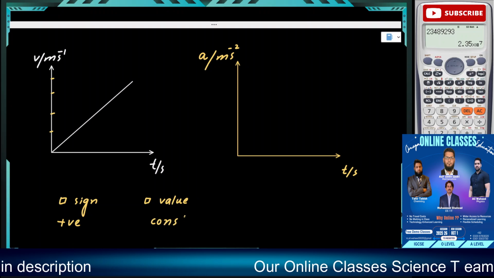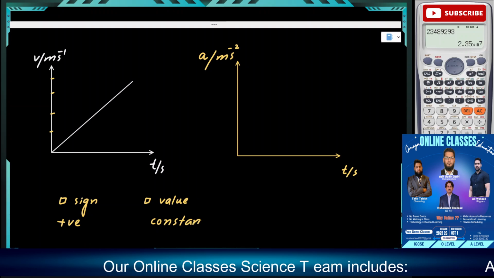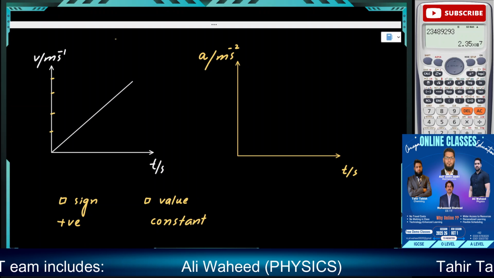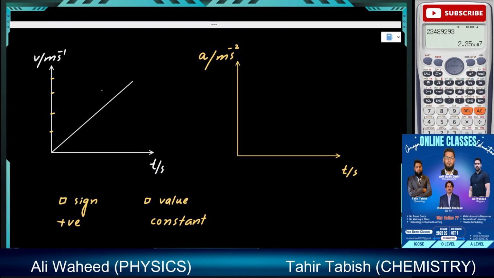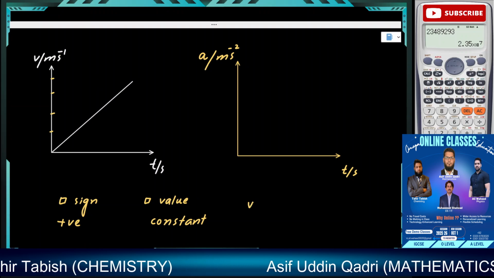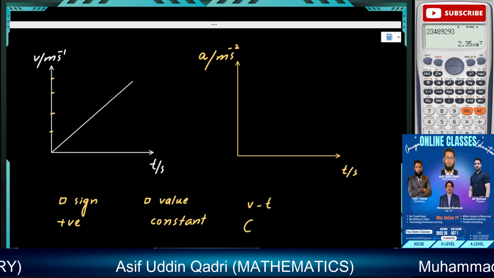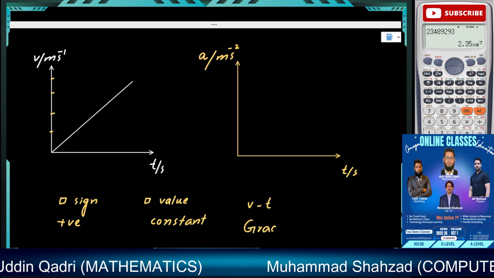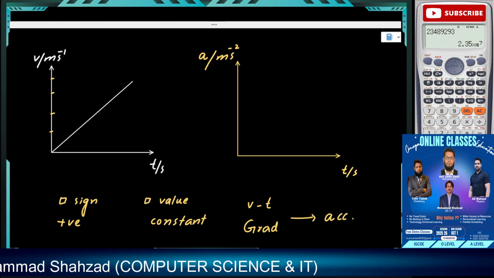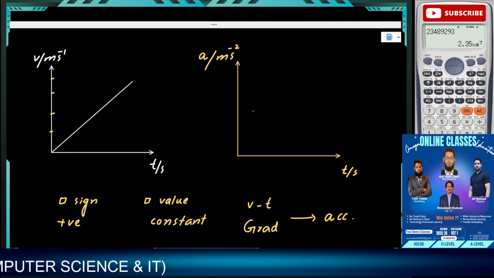Constant, exactly. For a straight line, the gradient is constant. So if the gradient is constant, if the gradient is positive, and you also know that the gradient of the velocity time graph gives acceleration, can we say the acceleration would be constant and positive?